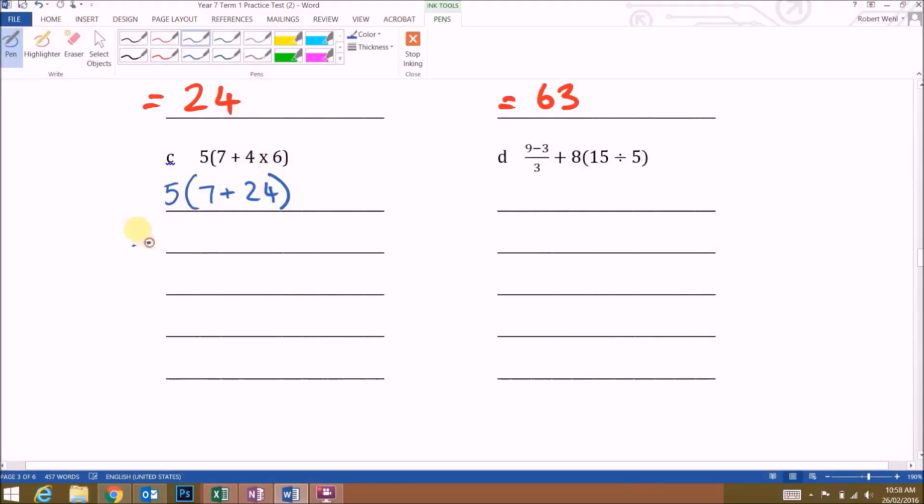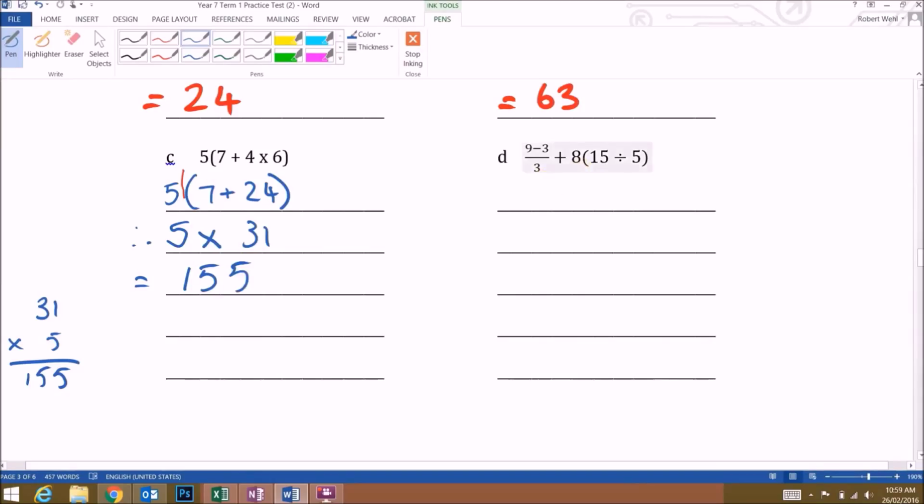Okay, next line, I do the rest of the brackets now. 7 plus 24 is 31. Important to note there, I'll put my multiplication symbol in here, because where there is no symbol, it means times. And now 5 times 31. In order to work that out, I'm actually going to do an algorithm, because it'll be easier. 5 times 3 is 15. So my answer is 155.